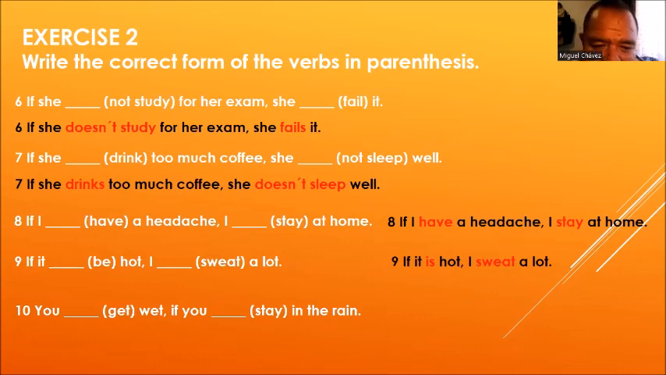Number 10, please. Another volunteer for number 10. It's similar to number 8. You get wet if you stay in the rain. Yes, Daniela, thank you. Okay, if you stay in the rain, you get wet. Yes, thank you so much.